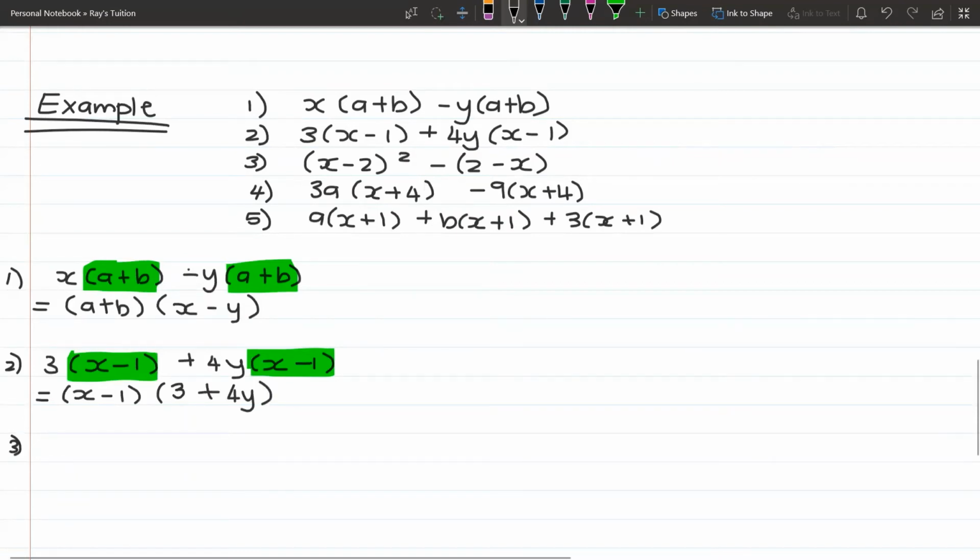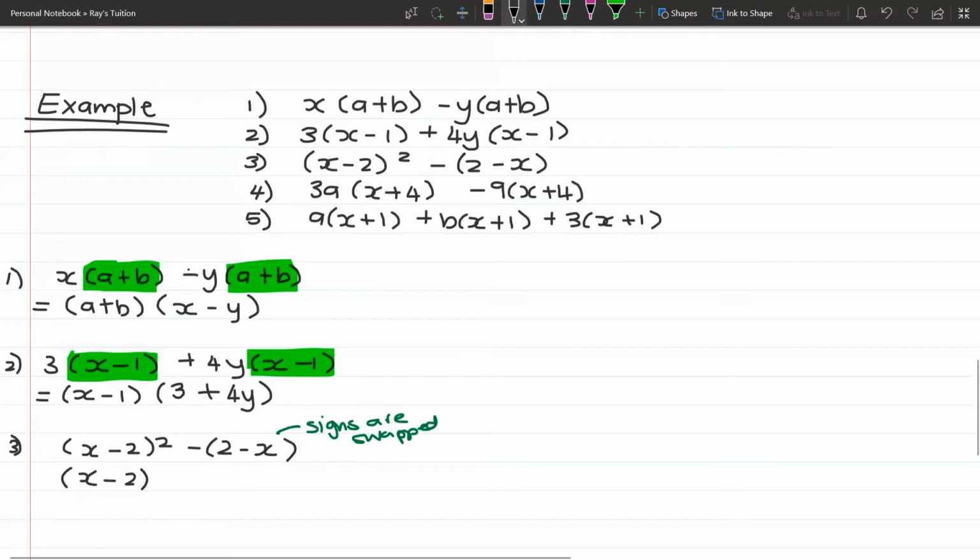The third one, we have (x - 2) squared minus (2 - x). Now, what you should notice is that there's a little bit of a problem with this one, is that the signs are the wrong way around. So the x is positive and the minus 2 is negative. Here, the 2 is positive and the x is negative. So both signs are swapped. Okay, when this happens, we have a little trick. We can take out a negative.